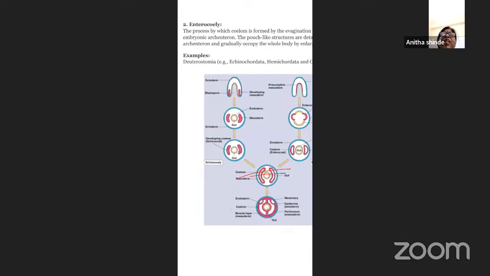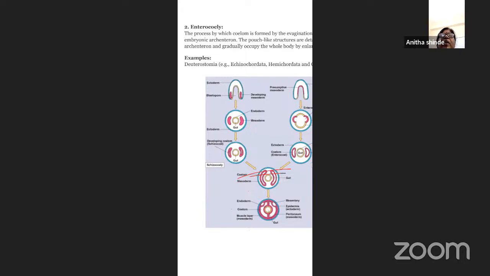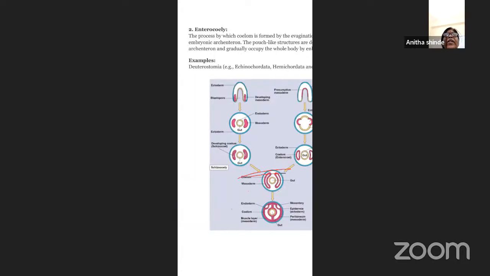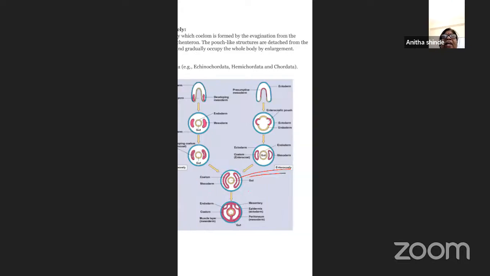You all know, these pouch-like structures get detached from the archenteron and they occupy the whole body cavity, and later they get transformed into the coelom. So that is what we call enterocoely. Examples: deuterostomes. I just mentioned, deuterostomes include Echinodermata, Hemichordata as well as Chordata.